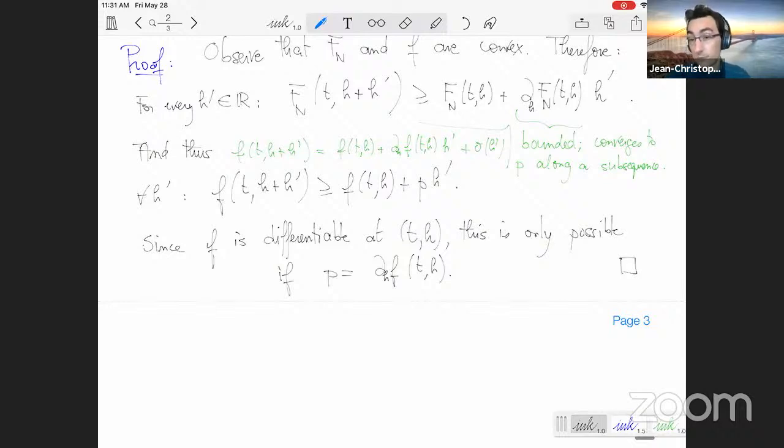Yes, so indeed, this is true for any convex function. If you have a sequence of convex functions which converges pointwise, then anywhere where the limit is differentiable, the derivative will converge to the derivative. It's nice.